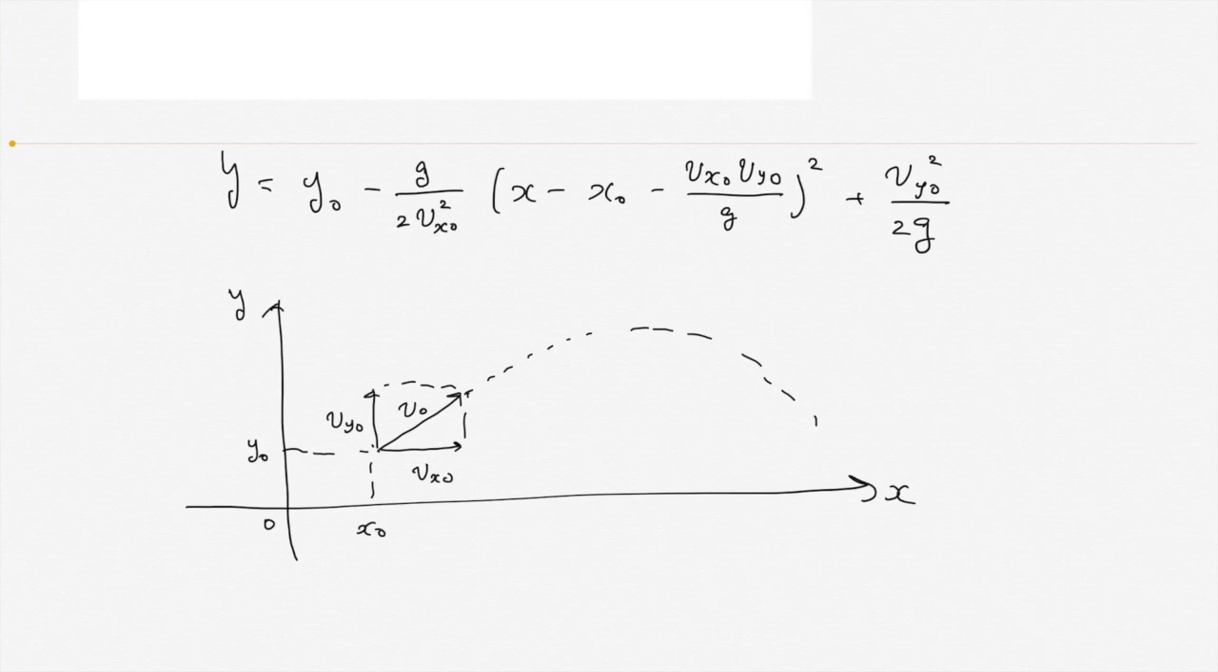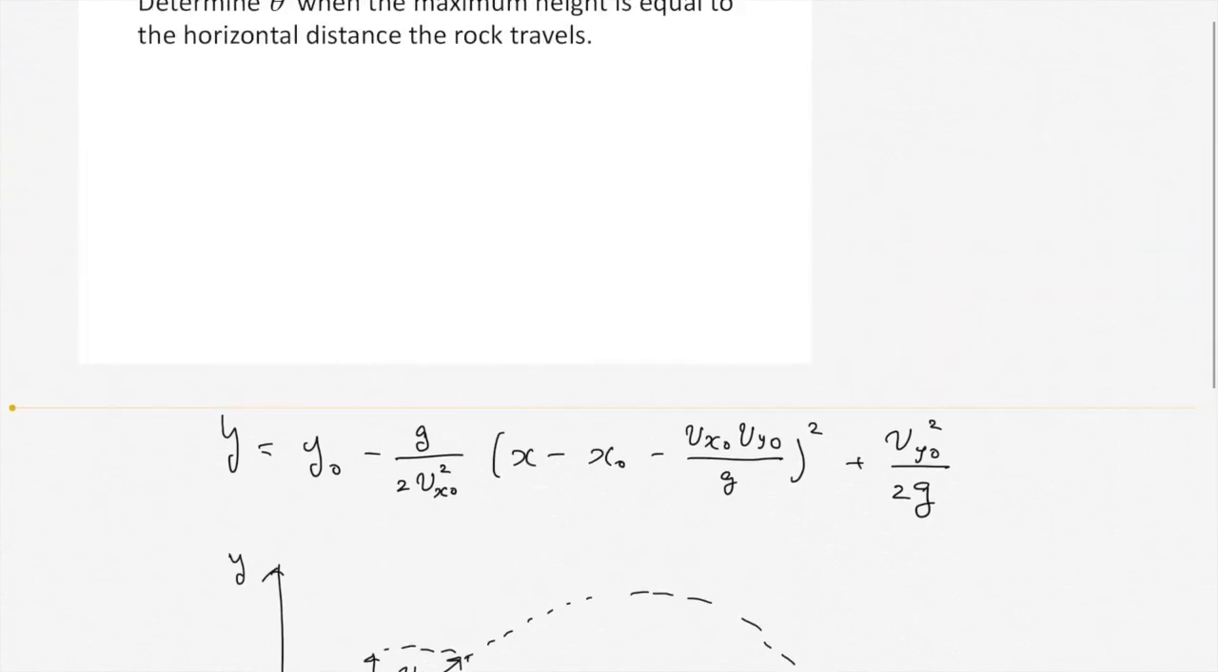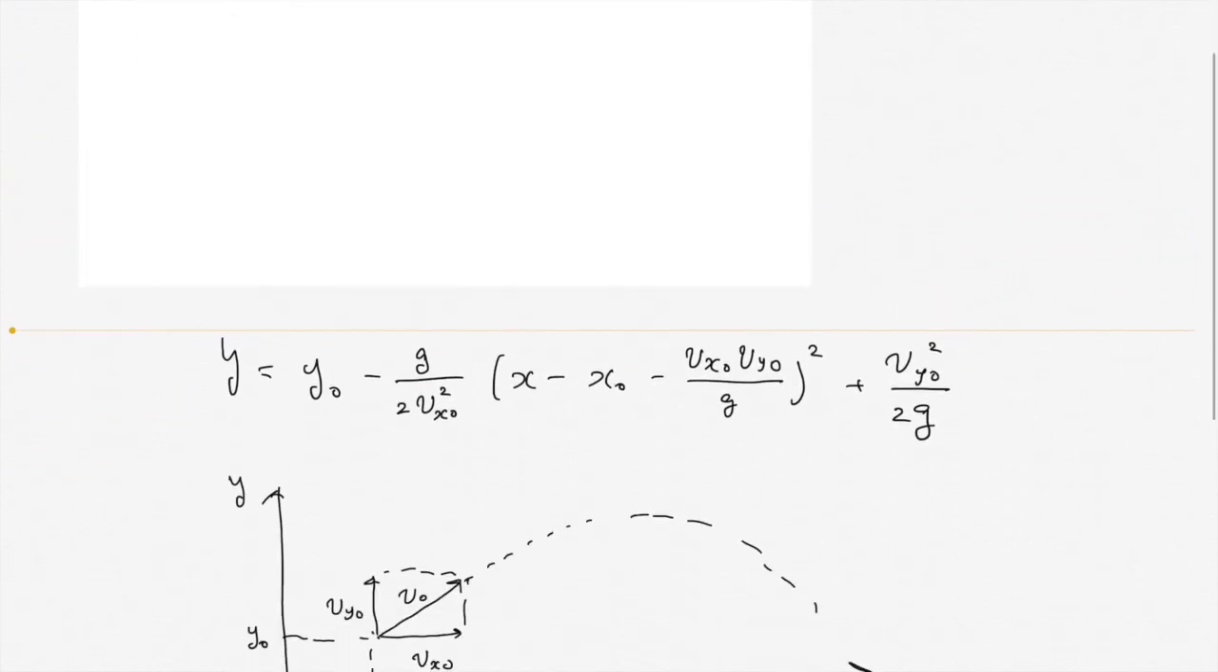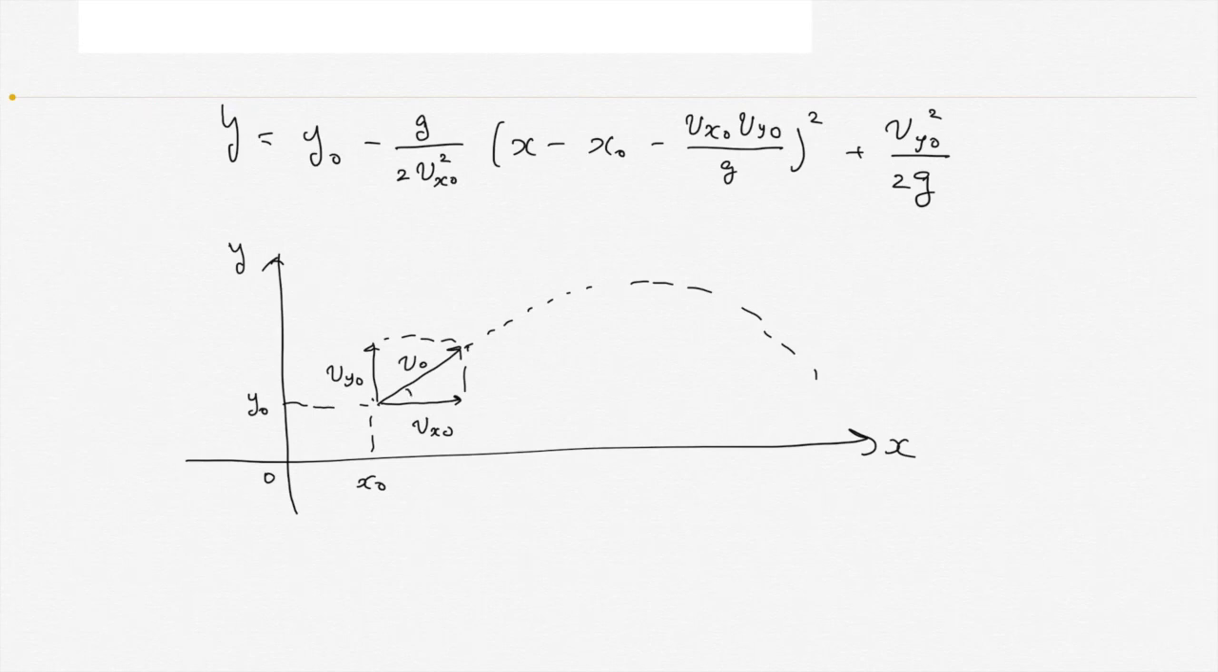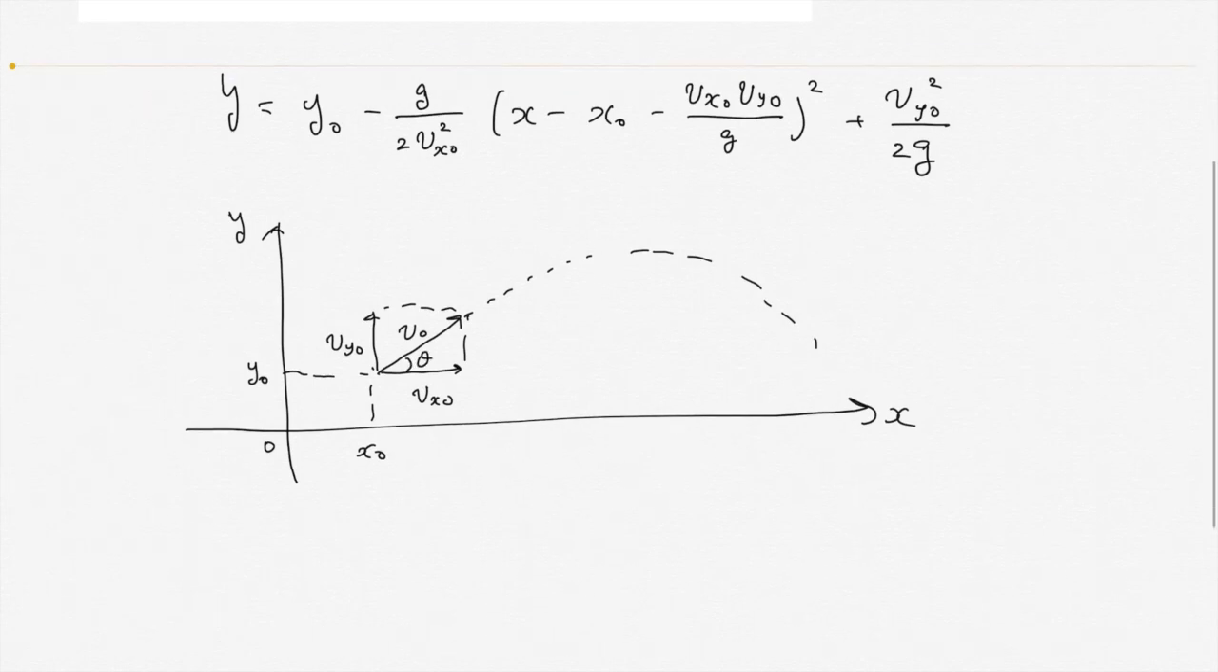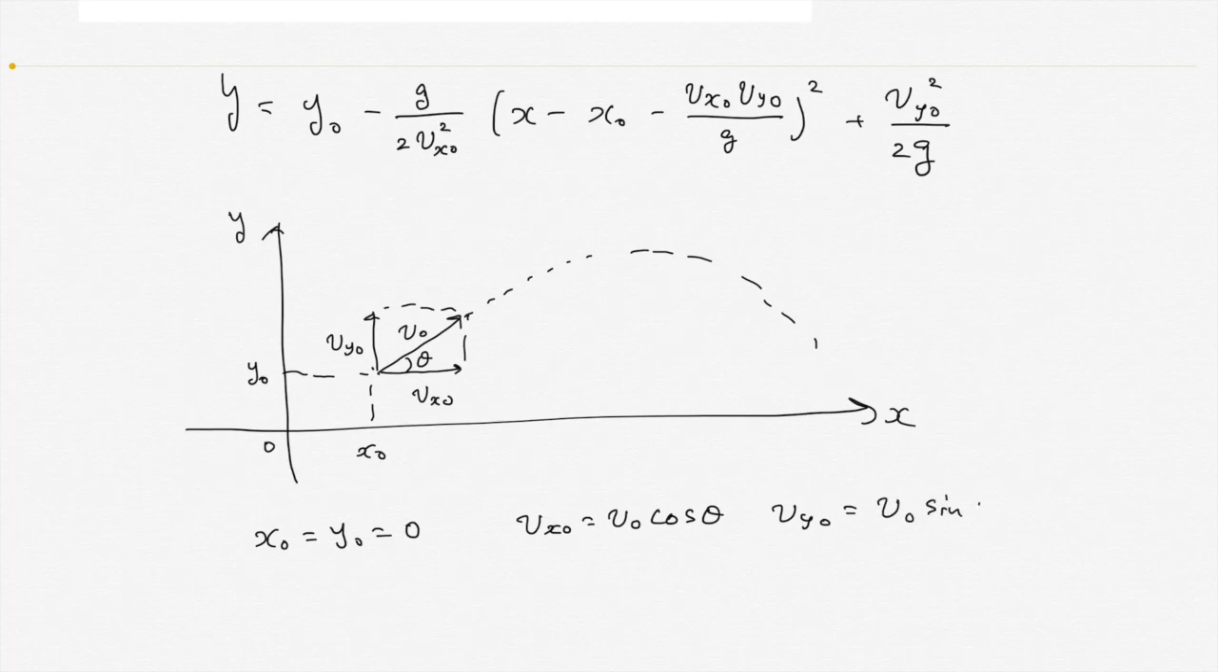In this case, we should use special notations. So theta is the angle with respect to the ground. In these questions, you can use x sub 0, y sub 0 equal to 0. v sub x0 is v sub 0 cosine theta. v sub y0 is v sub 0 sine theta. You can use these, and the equation is changed.